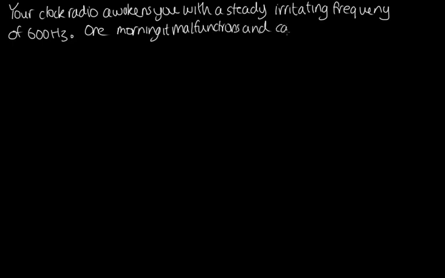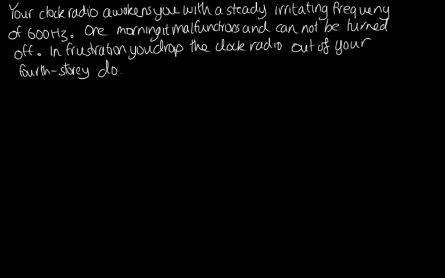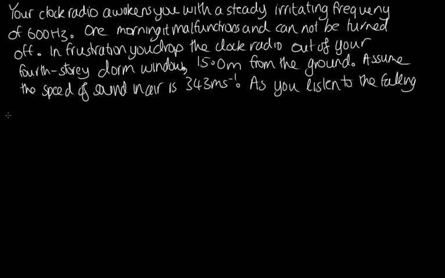So the question is, your clock radio awakens you with a steady, irritating frequency of 600 Hz. One morning it malfunctions and cannot be turned off. In frustration, you drop the clock radio out of your 4th-story dorm window, 15 meters from the ground. Assume the speed of sound in air is 343 meters per second. As you listen to the falling clock radio, what frequency do you hear just before it strikes the ground?